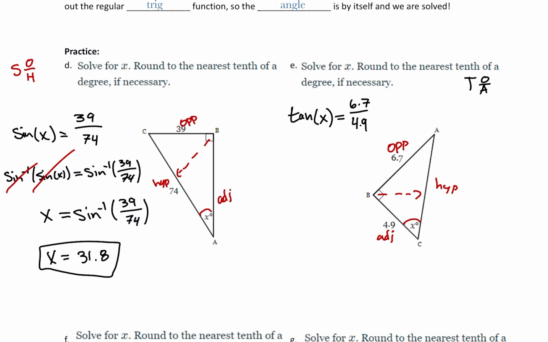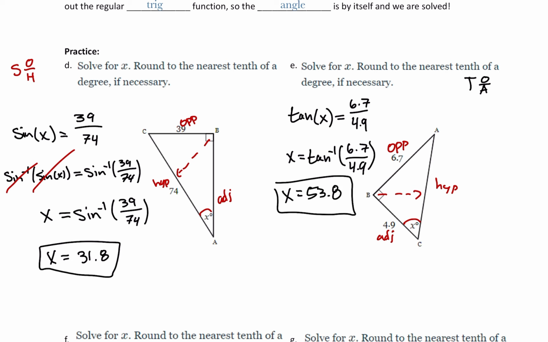Okay, now, in the past two examples, we've written out the inverse sine of sine, and in the last one we did inverse cosine of cosine. That's what is happening every time. However, I can just skip writing that down if I know that to get x all by itself, I have to do the inverse of this. So I can just jump directly to x is equal to the inverse tangent of 6.7 over 4.9. And then I can just put this into my calculator, and I'll end up with x is equal to 53.8.